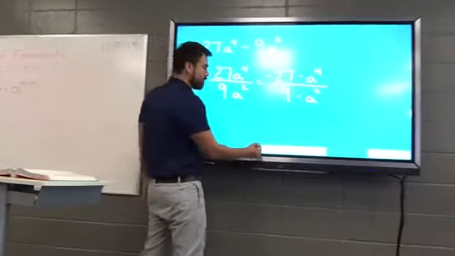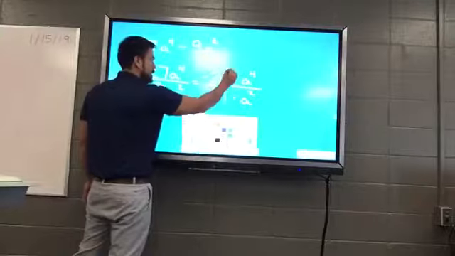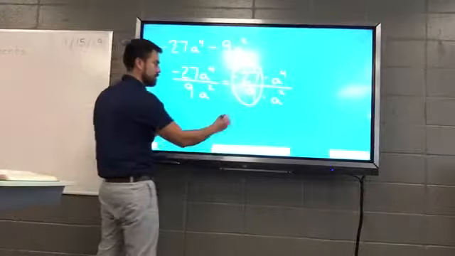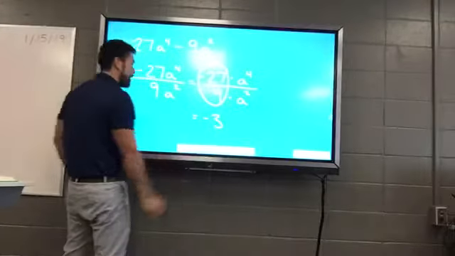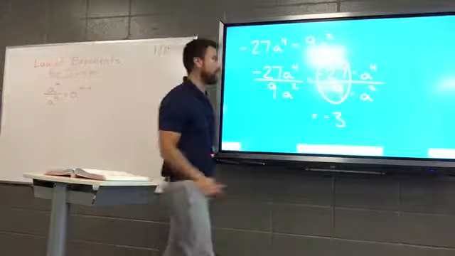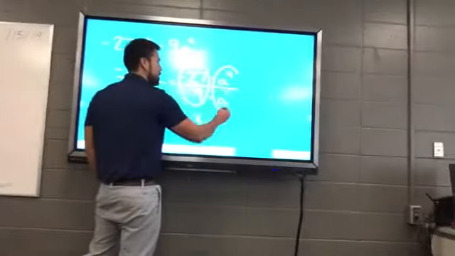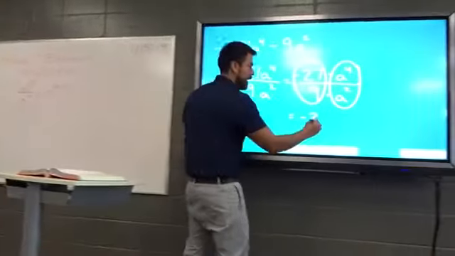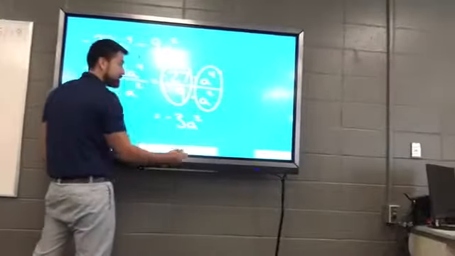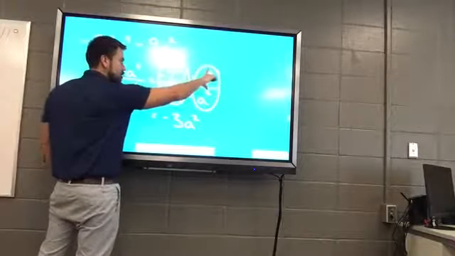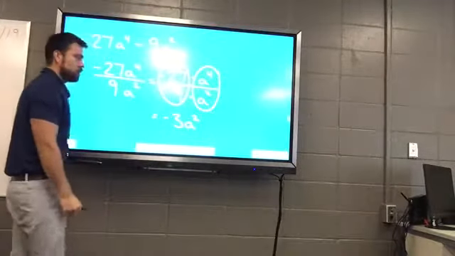Okay, what am I going to deal with first? Negative 27 divided by 9. What's that? It's negative 3. You know how to divide that out. Negative 27 divided by 9 is negative 3. And then what is a to the fourth divided by a to the second? Because these two are being divided with the same base, you do what with those exponents?